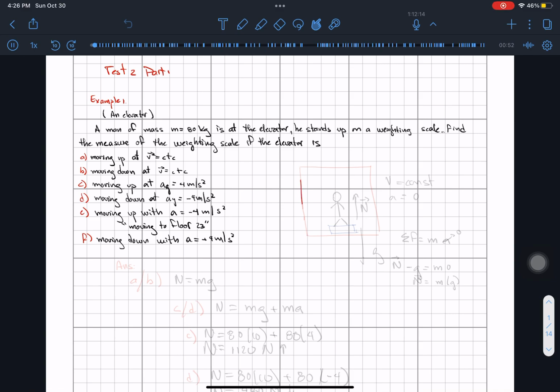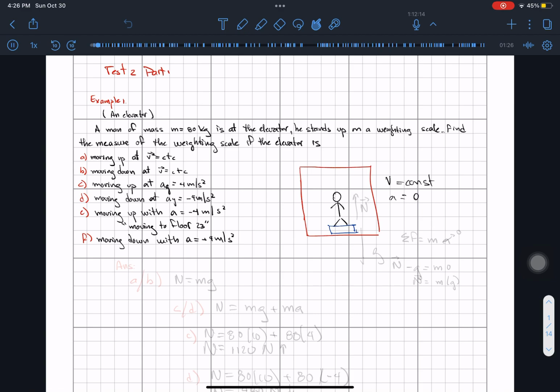We have an elevator and a guy is inside the elevator. We also have a weighing scale. Now we know from the problem that the velocity of the elevator is constant, and therefore the acceleration is going to be equal to 0.